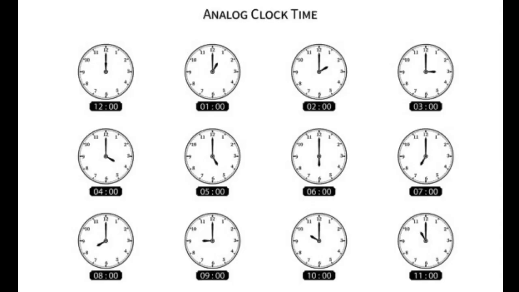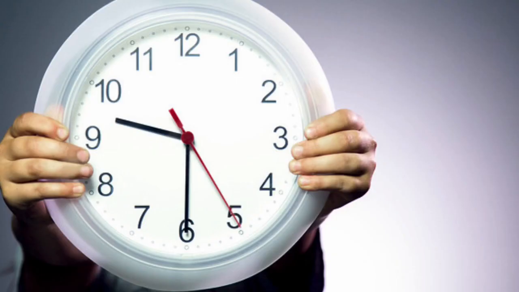The other type of time that we're going to talk about is analog time, or how we read a clock. So much like the digital time, we're going to use the same time that I used there, which in this case is 9:30. As you can see on the screen, the clock displays the time as 9:30.